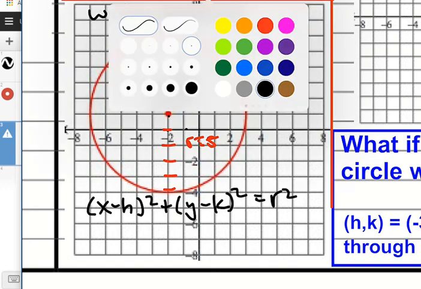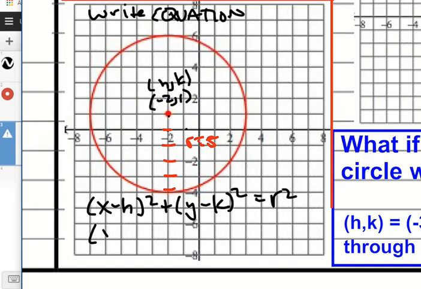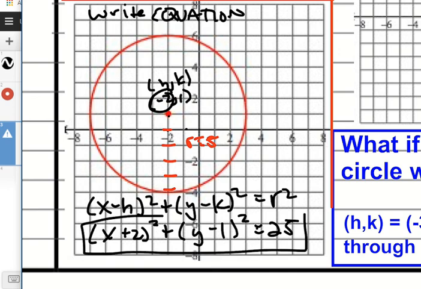So we have y minus k. That's going to be y minus 1, squared. And then our r squared value, well, r is 5, and so this should equal 25, because we have to square that value if we can. It is perfectly acceptable, if you wanted to write this equation, as (x plus 2) squared plus (y minus 1) squared is equal to 5 squared.